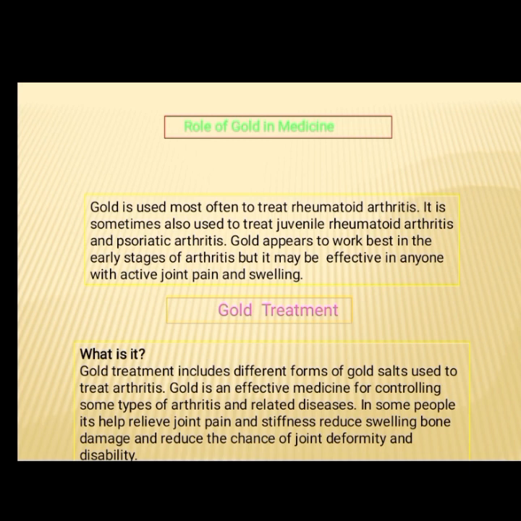Gold treatment. What is it? Gold treatment includes different forms of gold salts used to treat arthritis. Gold is an effective medicine for controlling some types of arthritis and related diseases. In some people, it helps relieve joint pain and stiffness, reduce swelling and bone damage, and reduce the chance of joint deformity and disability.